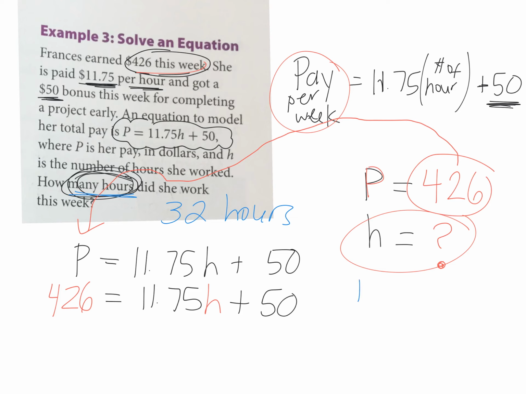Okay, what is 11.75 times 32? How much did she get paid just for working 32 hours? Someone tell me. What's 11.75 times 32? 376. But then she got an additional 50. What's 376 plus 50? 426. That's what they said she earned that week. So your answer was correct.